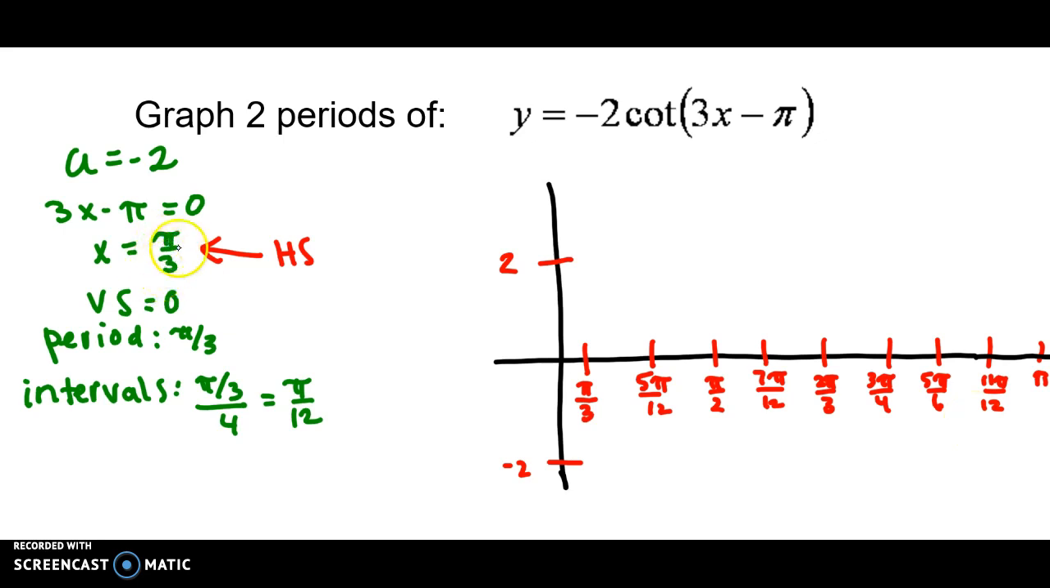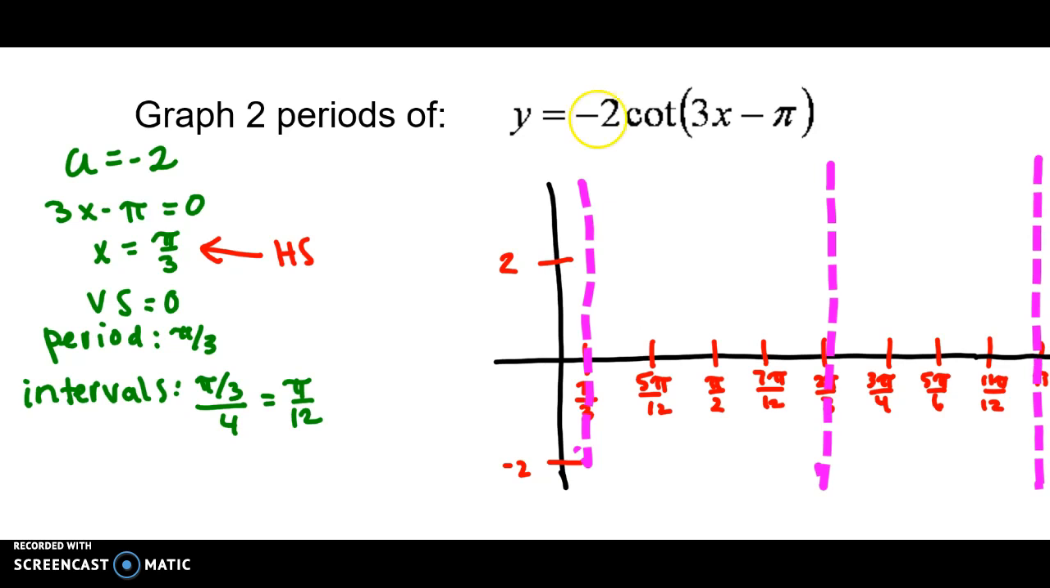Remember we said we'd start at pi over 3. I don't know why, but this purple is my favorite one. We said that our period is pi over 3 apart. So the next place I'd go is going to be 2 pi over 3. And then last but not least, 3 pi over 3, which is pi.